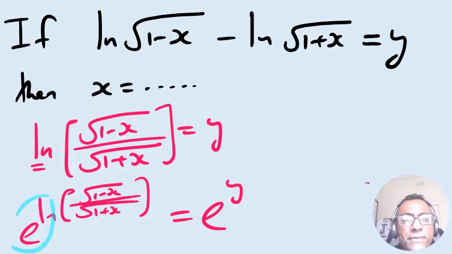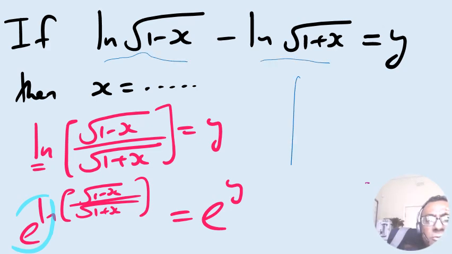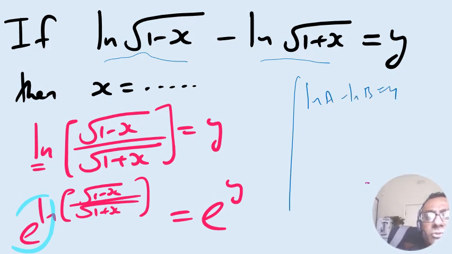This is one of my favorites. It says if ln of root of 1 minus x minus ln of root of 1 plus x equals y, solve for x. If I look at this, forget about what's in pink here, because I was doing this while having breakfast. This looks like ln a minus ln b equals y. We're quickly reminded, isn't it? Ln a minus ln b equals y. That becomes ln of a over b equals y.